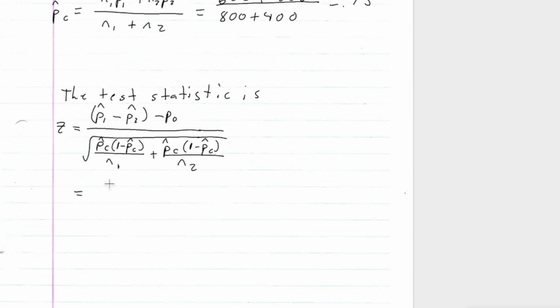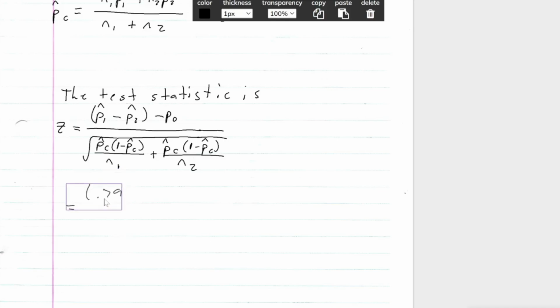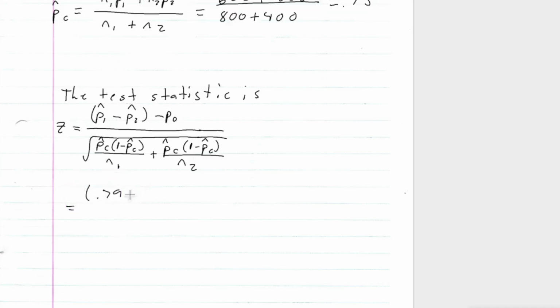So this is equal to, so remember our p1 hat was 0.79. Okay, so 0.79 minus 0.67, and then minus our null proportion, which is 0, right? So 0 over the square root.